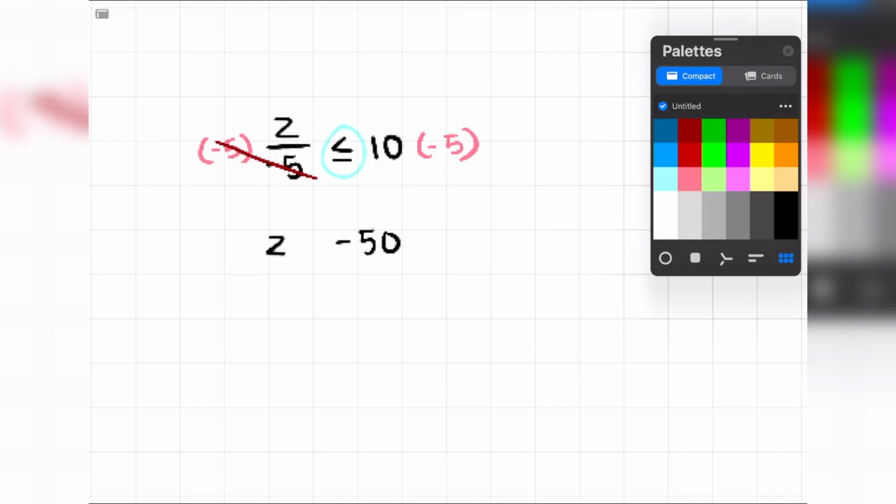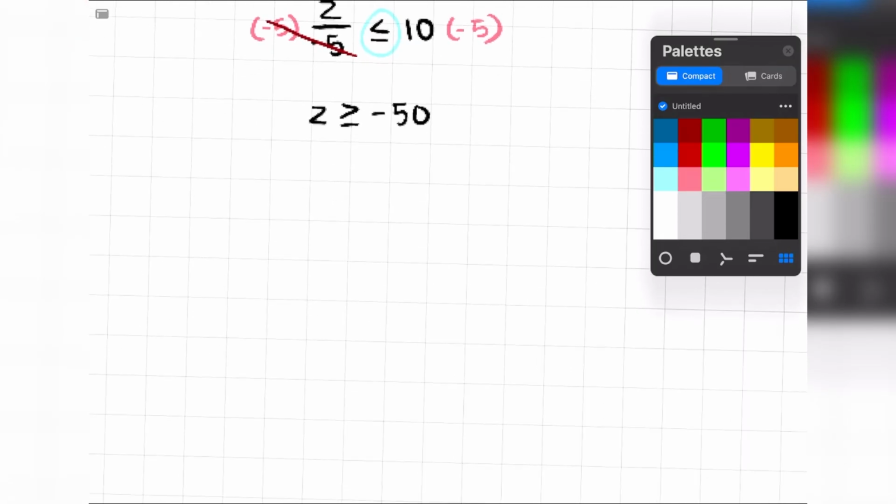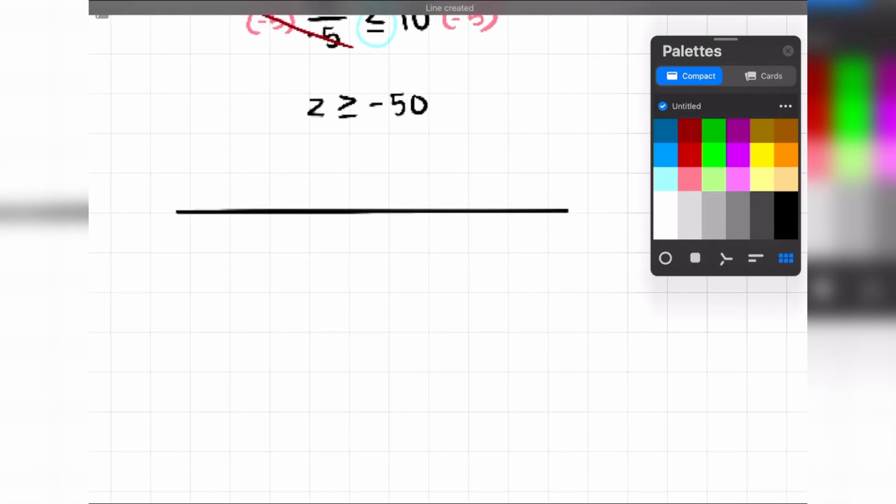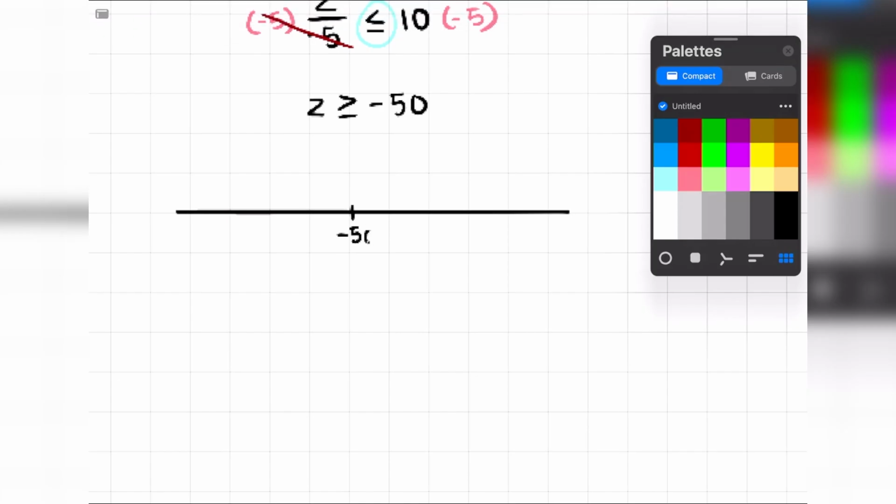Remember that when you multiply or divide by a negative number, the inequality switches. So in this case, we get z is greater than or equal to -50. Putting that on the graph, you get -50 right here. z is greater than, which means we go all of this. And then the inequality solution is from negative 50 all the way to positive infinity. Positive infinity has the parenthesis, negative 50 has the bracket. There's the answer for that one.